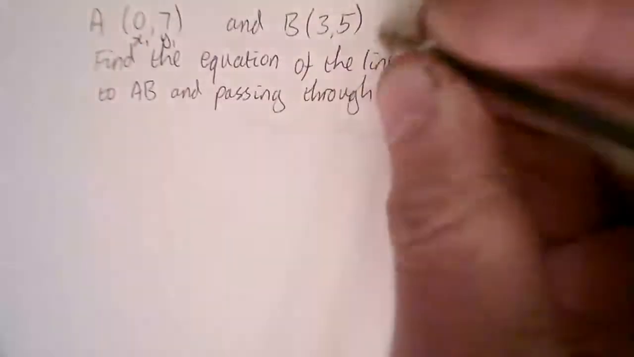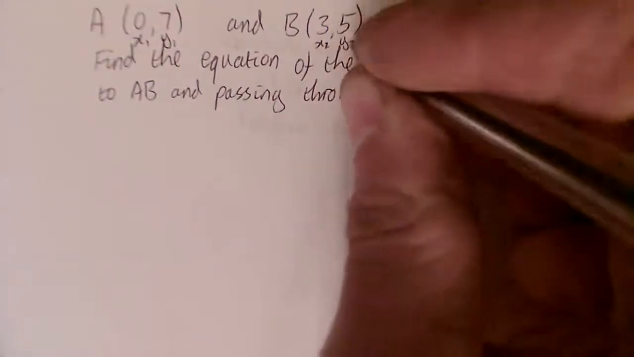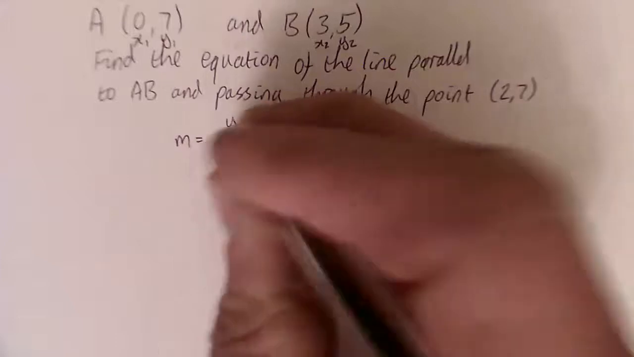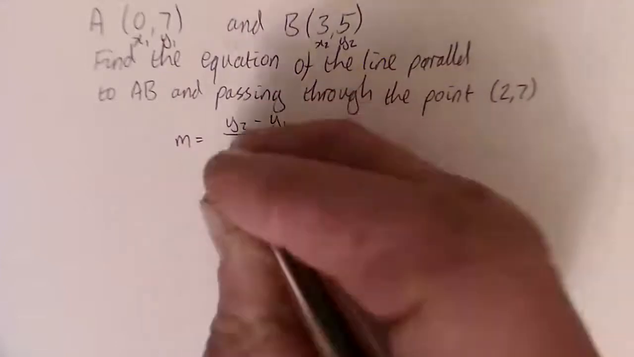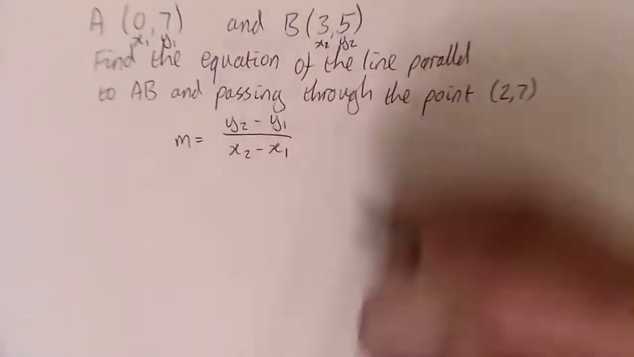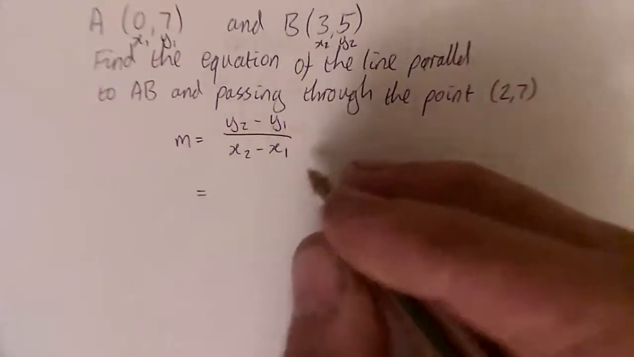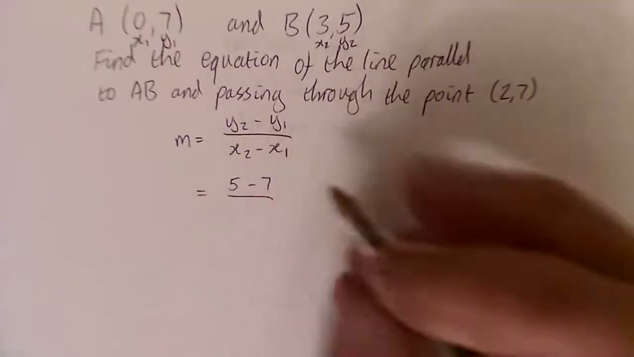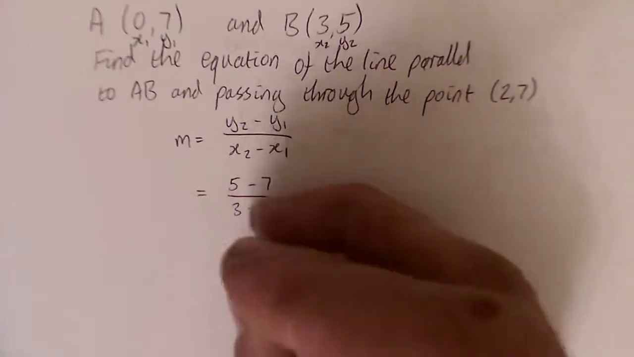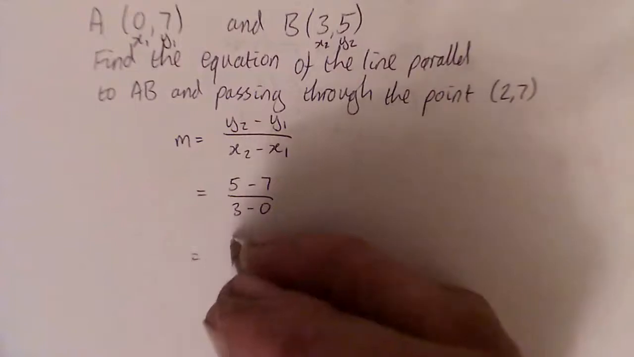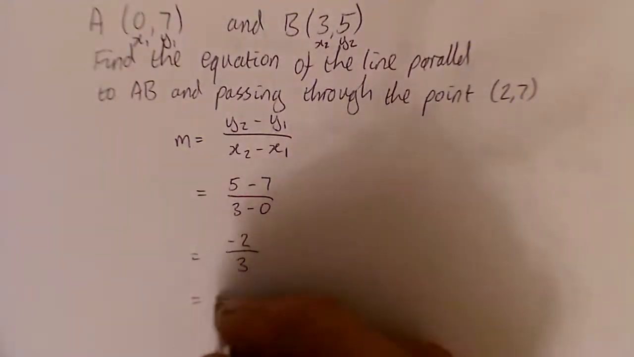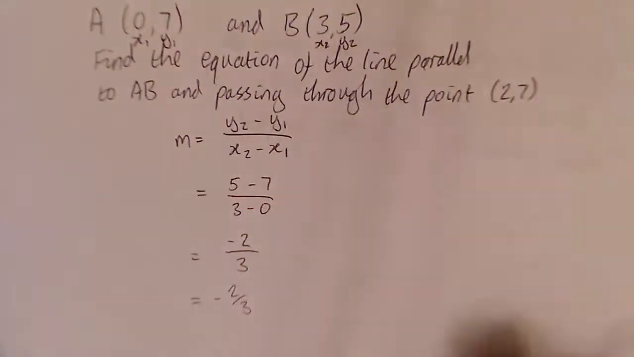So first thing we're going to do is label up our points x1, y1, x2, y2, and use our gradient formula, m equals (y2 minus y1) over (x2 minus x1). We know our numbers, so we've got 5 take away 7 over 3 take away 0. That gives us minus 2 over 3, or we could write that as minus 2/3.